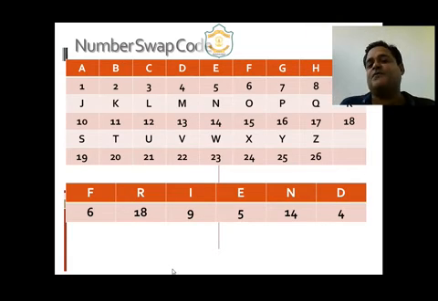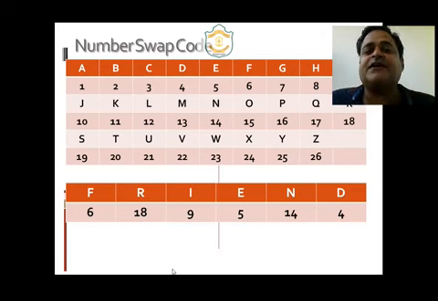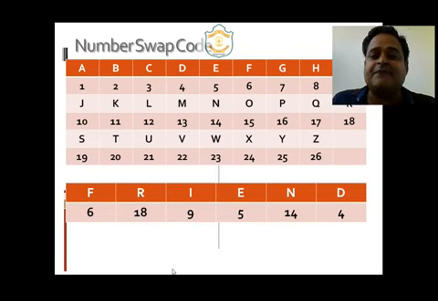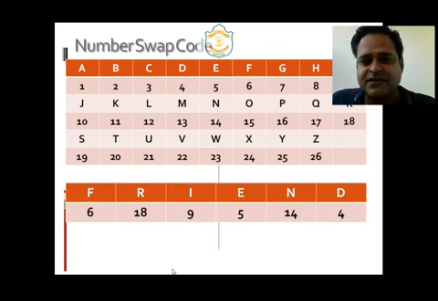Next one is the number swap code. I have made a table here for your convenience, you can see every alphabet is assigned a number. For example, A is 1, B is 2, C is 3, D is 4, similarly till Z. As we all know, how many characters do we have in the alphabet? 26. So obviously Z will be 26. Now if you want to write your name or anything, write the number instead of the alphabet used in your name. So this is called the number swap code.